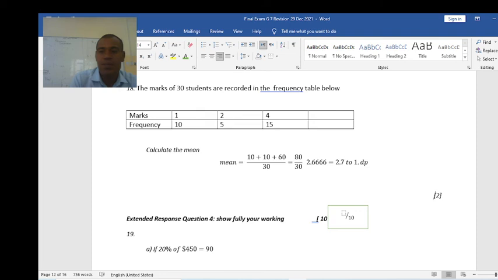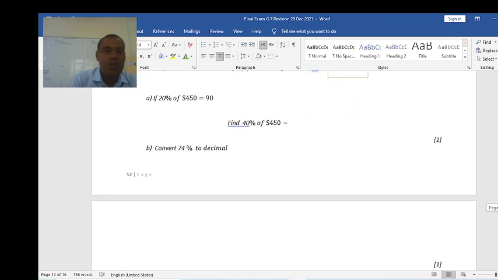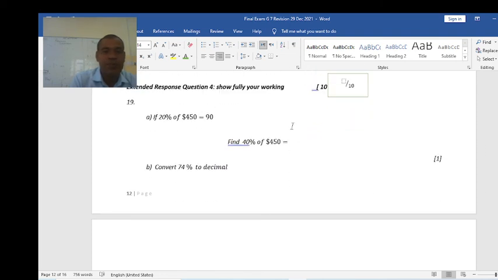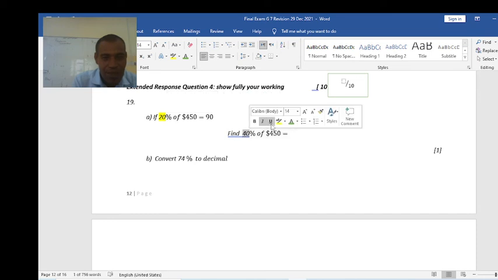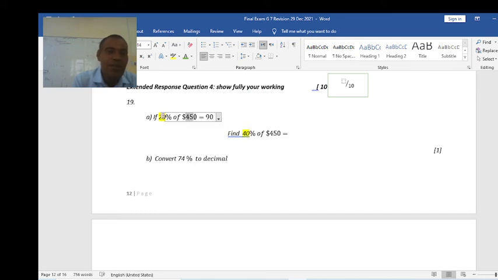Now for the next one. If 20% of 450 equals 90, what is 40% of 450? You can see this is 20, and I doubled the number here. I doubled this one, okay? And I keep the same amount. So you should double the answer. Clear? It will be 180. 90 multiplied by 2 is 180.